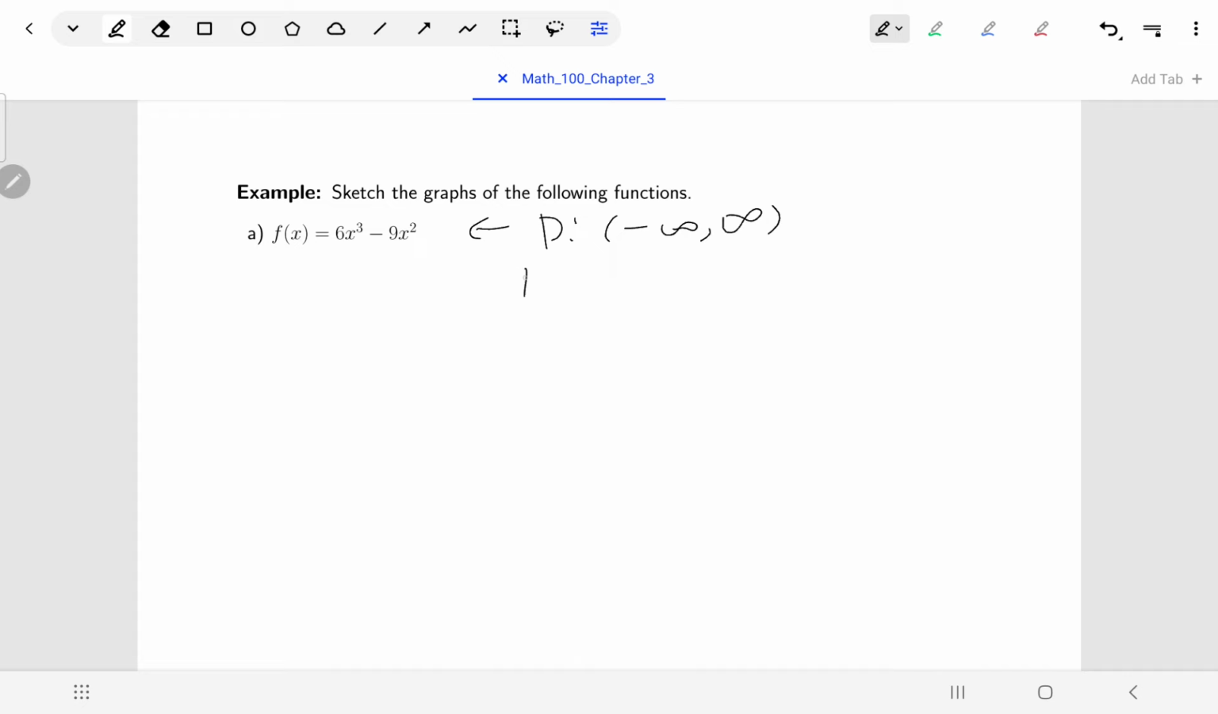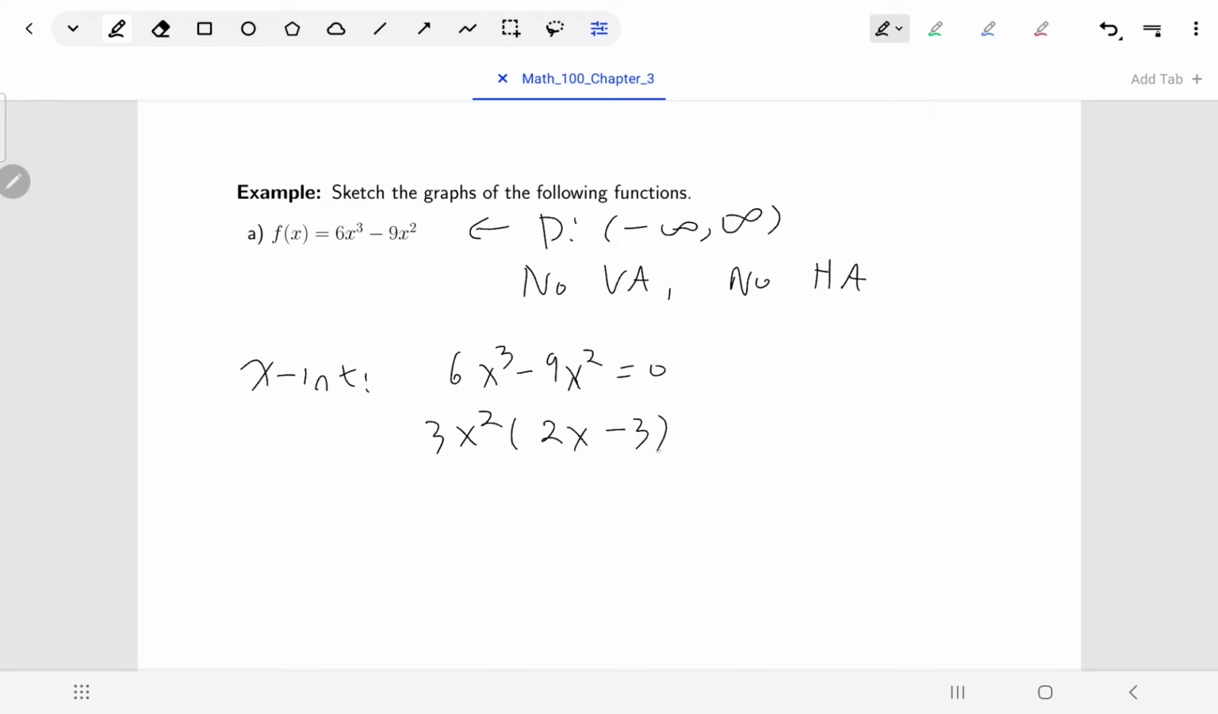I also know polynomials never have vertical asymptotes, and they never have horizontal asymptotes, so I don't need to really worry about that happening. If I wanted to think about x-intercepts, that's easy enough to spot, because for x-intercepts, I would just be looking for where that function is equal to 0. And if I were to look at that, I would see that there's two places where the function is equal to 0. One of them is at 0, and then the other one is at 3/2.